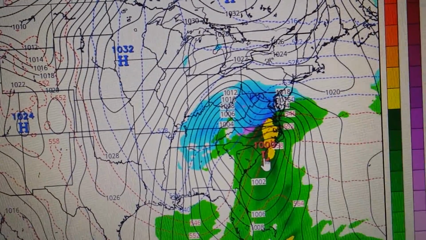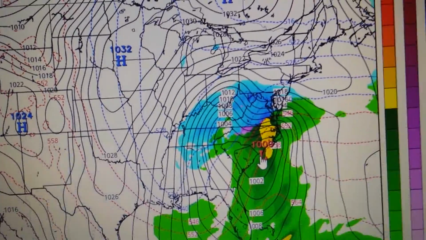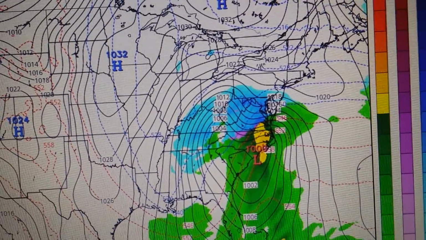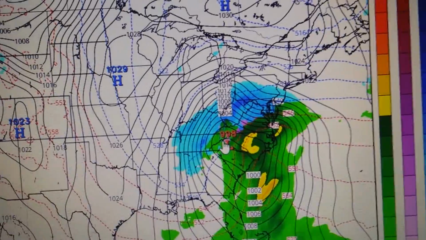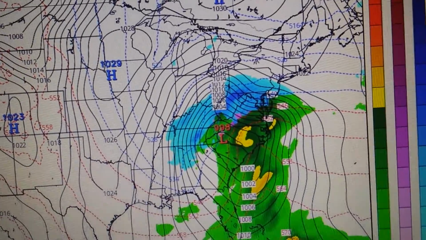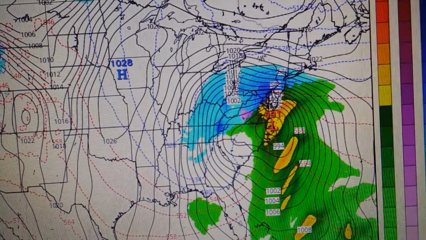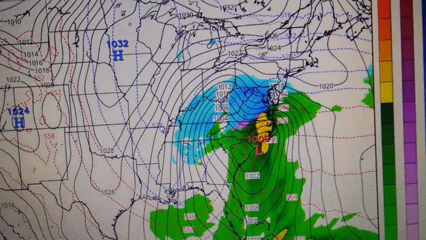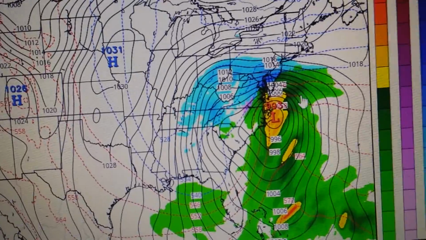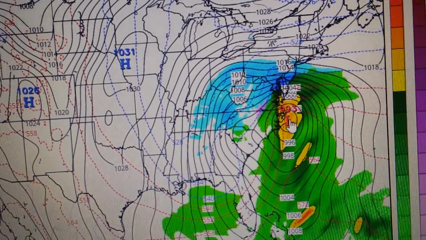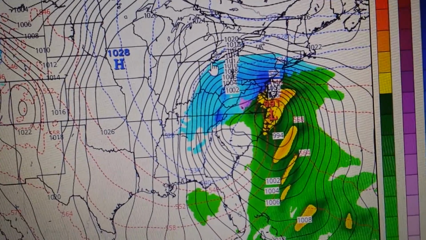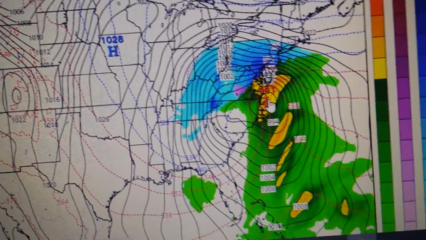The low is all the way off the coast of South Carolina. In the old run, it's up across North Carolina. Let's go ahead a little bit. This is a very crucial point. This is late Friday night. Here we are. In the new run, it's off the coast of North Carolina. In the older run, it's slightly farther north.